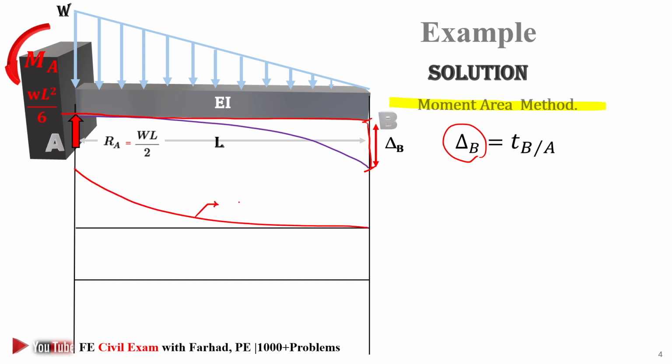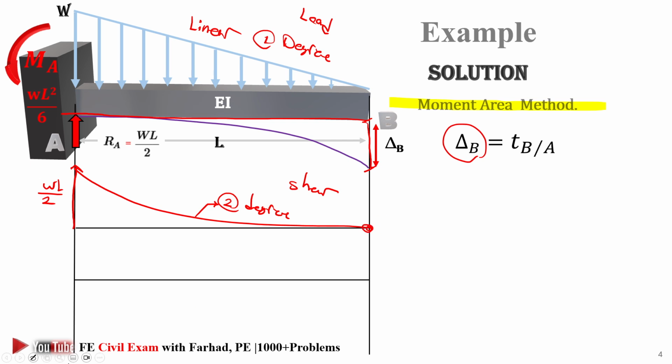We do know this is a linear loading, or first degree, for our loading, so definitely our shear would be second degree. It starts with the amount of the reaction at A, WL over 2, and eventually reaches 0, as there is no shear at B.